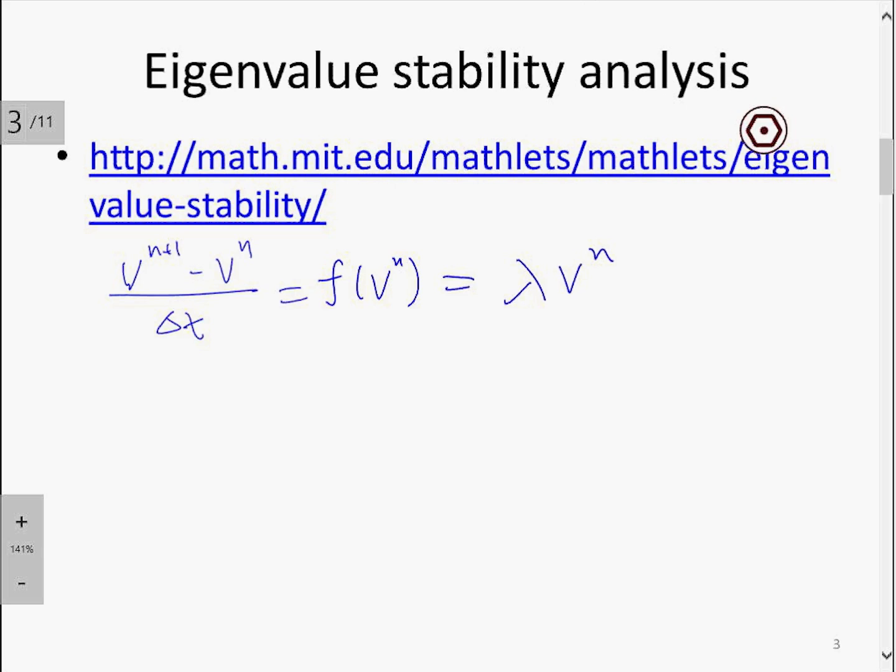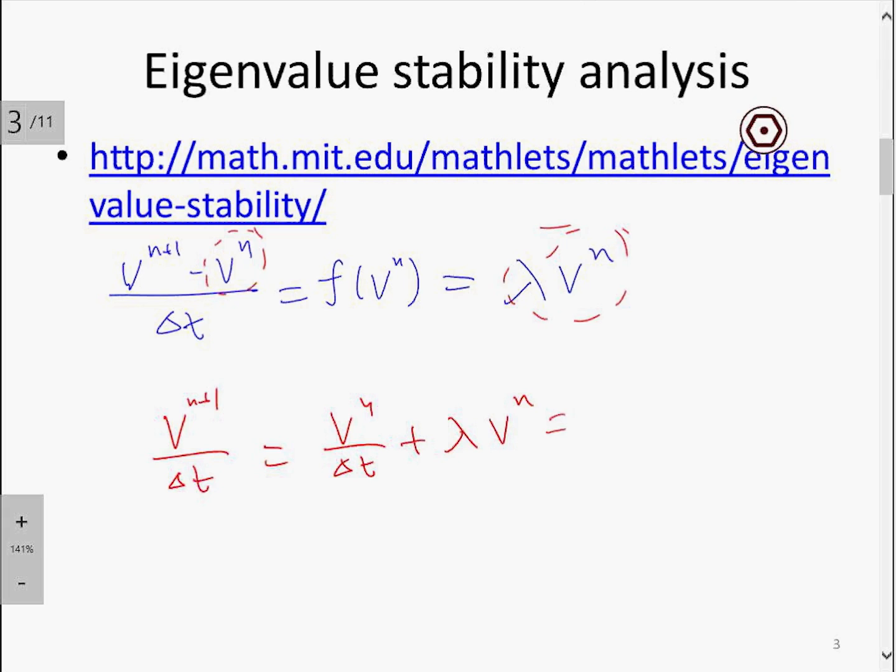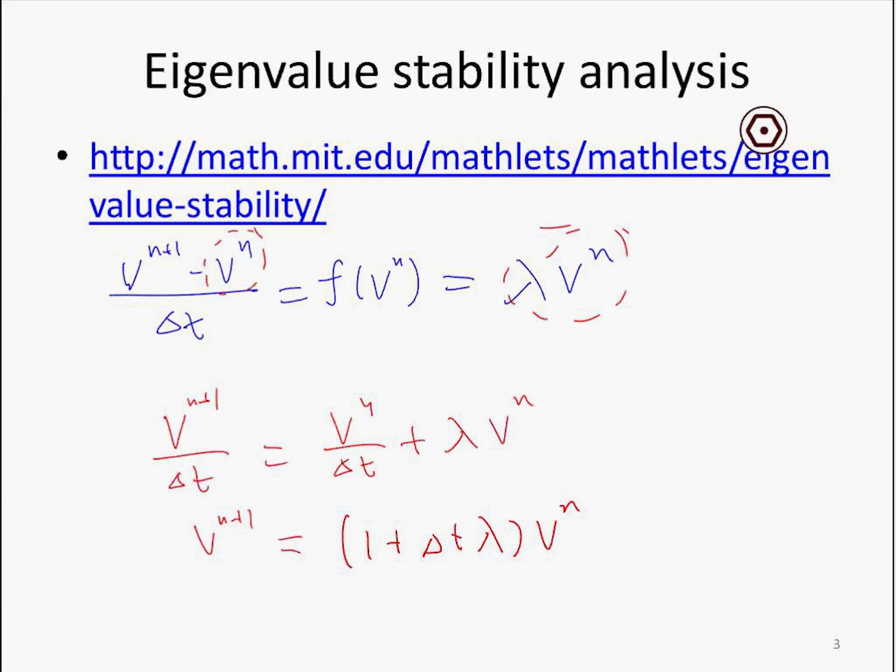Okay, so let's move all the knowns to the right-hand side. So this term is known, this term is known. So move this to the right-hand side. We have v_{n+1} over delta t is equal to v_n over delta t plus lambda times v_n. And if we collect terms, v_{n+1} would be equal to 1 plus delta t lambda times v_n, right? We can easily see if lambda is greater than 0, this term is greater than 1, we have a growing solution, right?